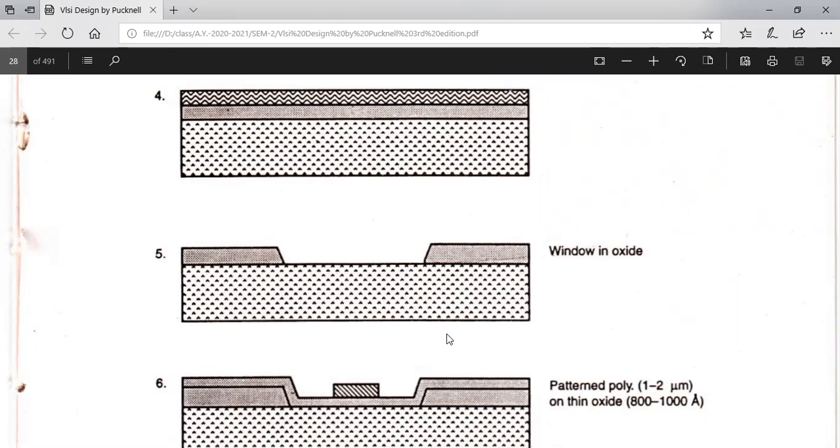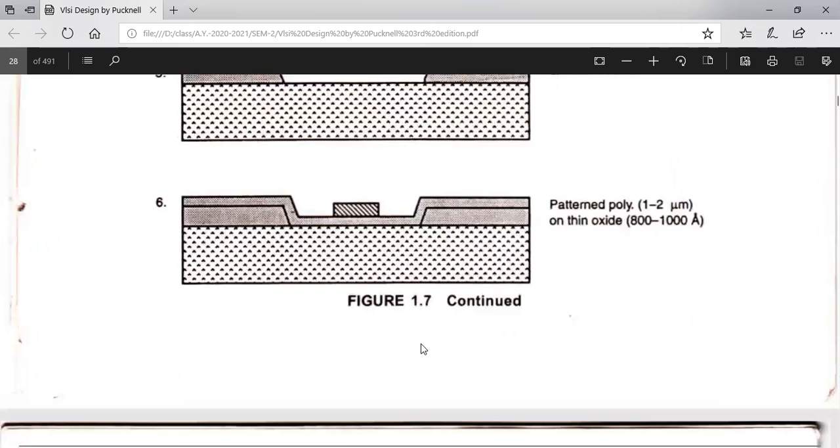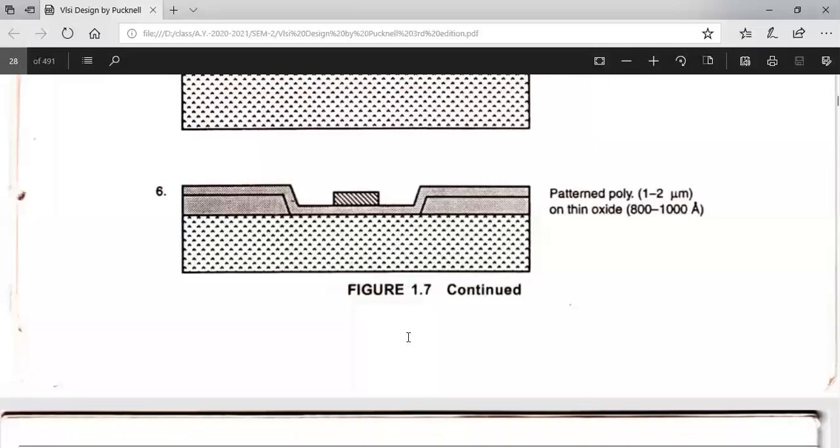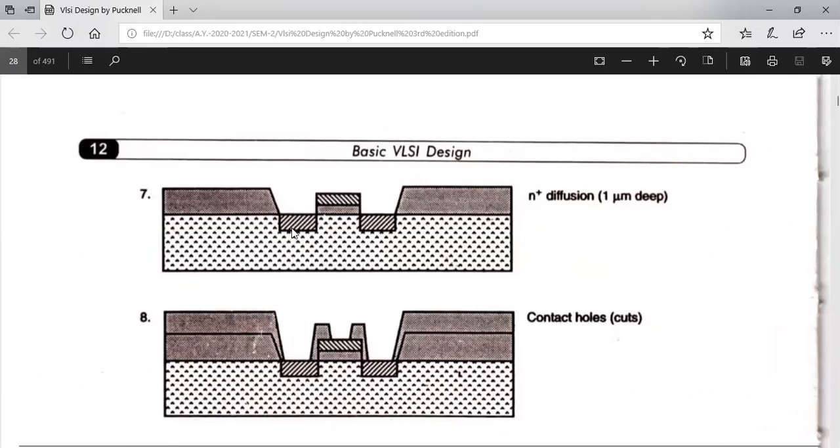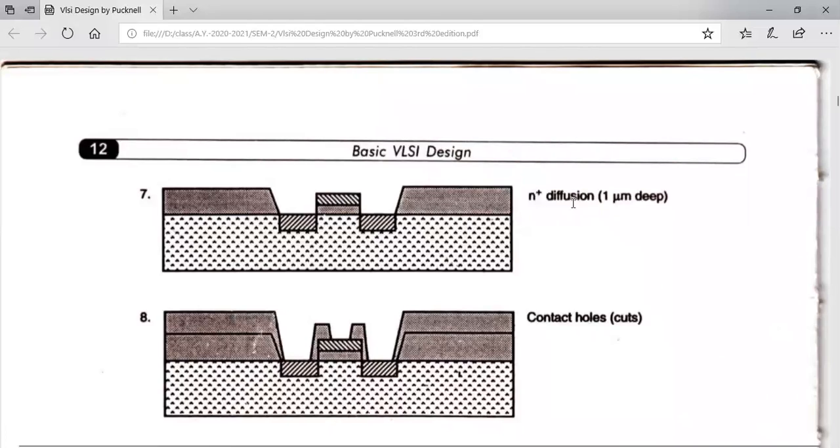After forming the thin oxide, I go with polycrystalline silicon. I am forming the polycrystalline silicon, which will act as the gate material. Now with the help of the diffusion process, I am forming the source and the drain. You can see here it is shaded in a different format. With the help of n plus diffusion, I am forming the source and the drain.